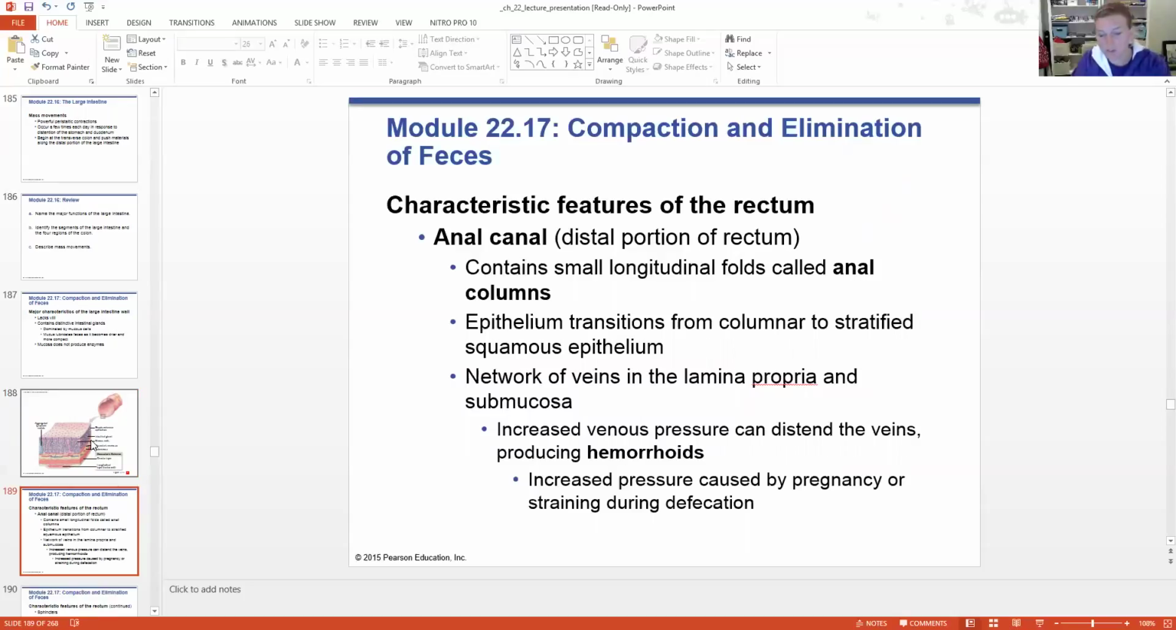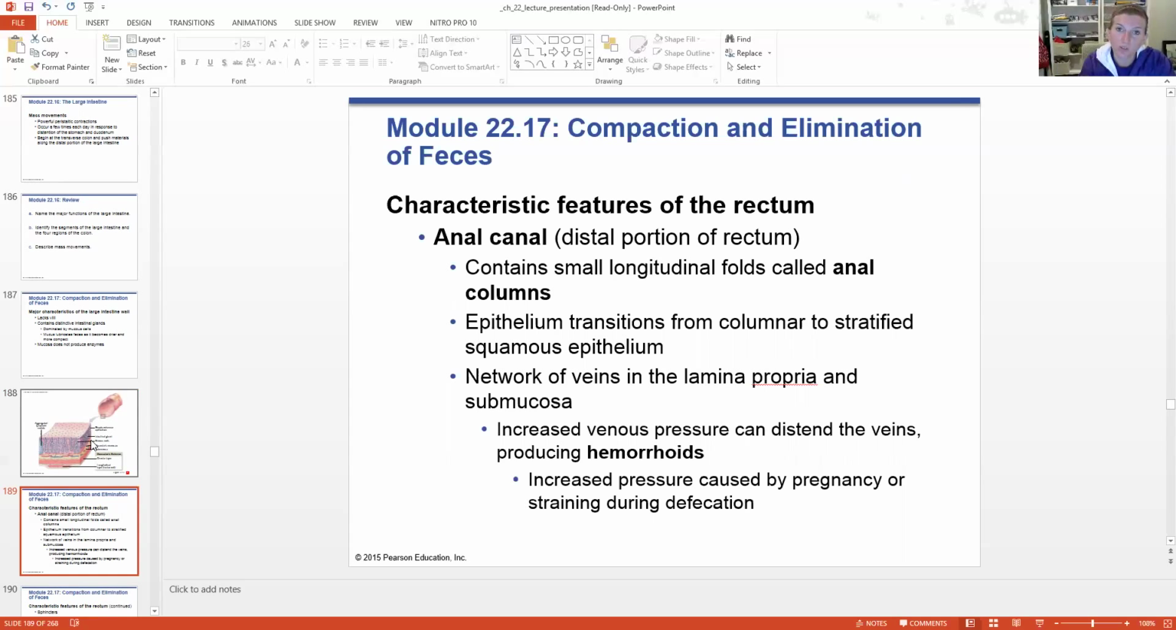Some of the special characteristics of the rectum: the anal canal is the distal portion. This is where there are longitudinal folds called anal columns. This allows for the expansion of this cavity during defecation. And there's a special network of veins within the lamina propria and submucosa of this area to help increase the blood flow to allow for the muscular contractions that will occur with defecation.